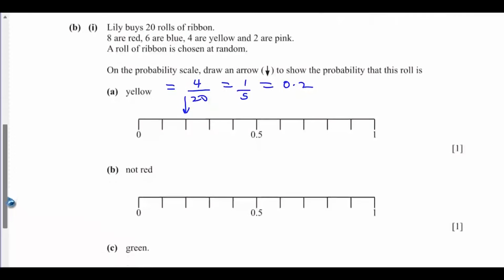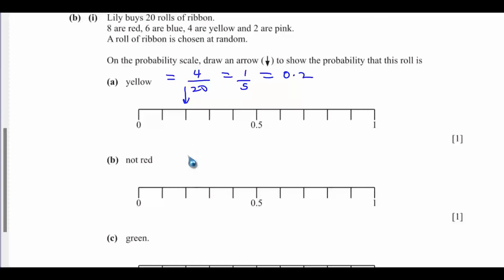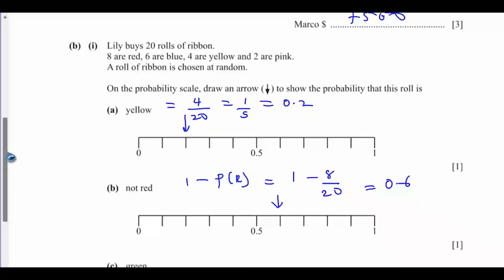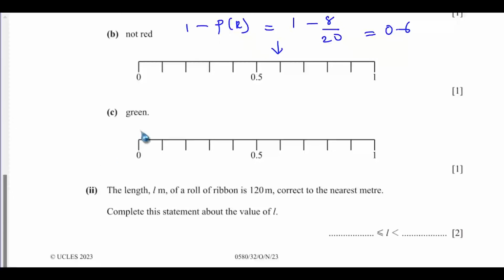Then not red will be equal to 1 minus the probability that it is red. And that will be equal to 1 minus the number of red, 8, over the total, which is 20. So this will give us 0.6. So it will be here. Put the arrow here. Then part C, green. The probability of green is 0. There is no ribbon that is green there. So you put the arrow here.